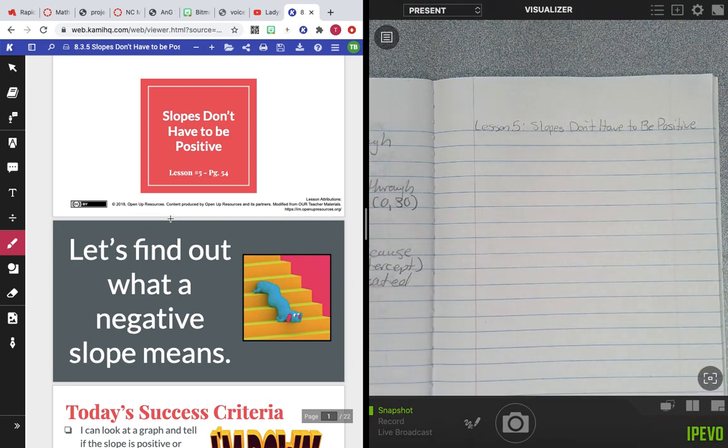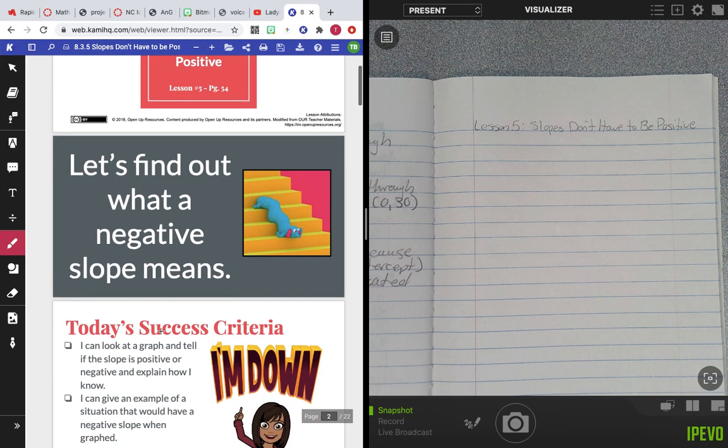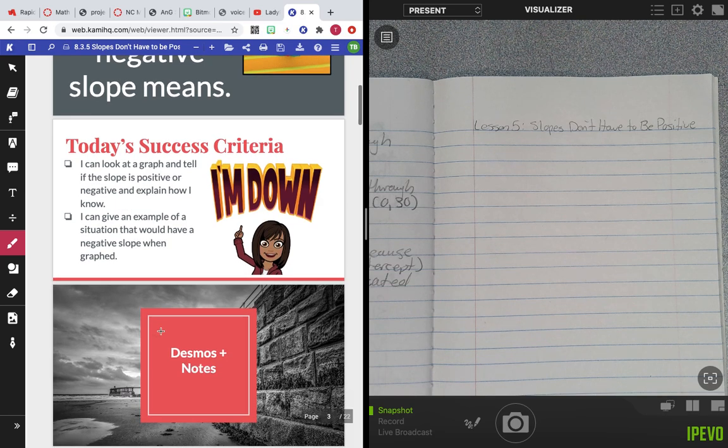All right, and our goal for today is to find out what a negative slope actually means. We know that we understood today's lesson if we can look at a graph and tell if the slope is positive or negative and explain how we know, and to be able to give an example of a situation that would have a negative slope when graphed.